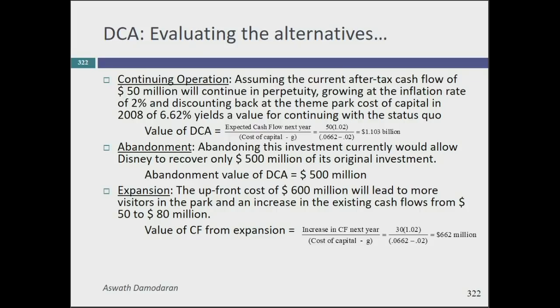Remember, it's only the incremental cash flows that you look at. That $30 million a year, growing at 2% a year with the 6.62% cost of capital, gives me a present value of $662 million. Remember to subtract out the $600 million from it. That's a net present value of $62 million. So of these three choices, investing more was the best choice.